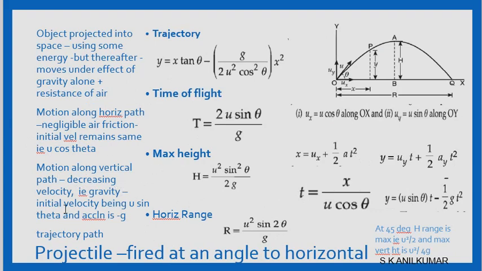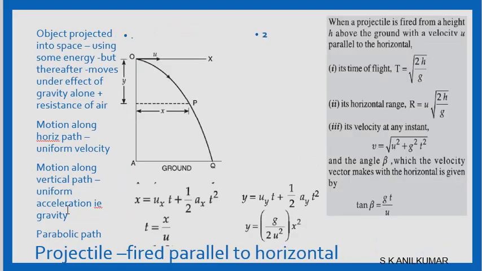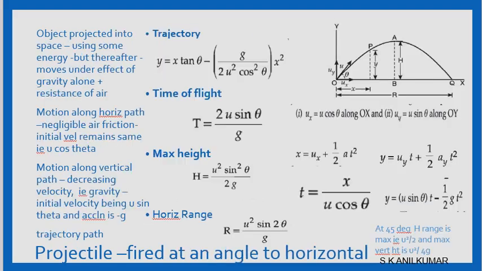Motion along the vertical path is decreasing velocity. Motion along the vertical path is uniform acceleration because of gravity. Initial velocity along the vertical path is u sin theta, and initial velocity along the horizontal path is u cos theta. Acceleration is minus g, where g is gravity. The path in which the object will move is called the trajectory.